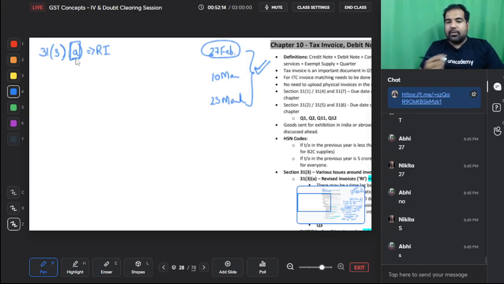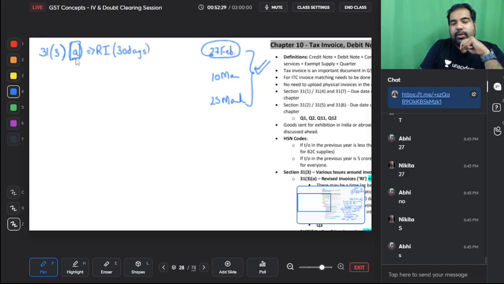In case of revised invoices, you can issue them together also at one go. If the persons are not taking credit, you can do consolidated ones or you can do one invoice also. This is revised invoice. The revised invoice has to be issued within 30 days from the day you get the registration. So from 25th March, you have 30 days to issue revised invoices.